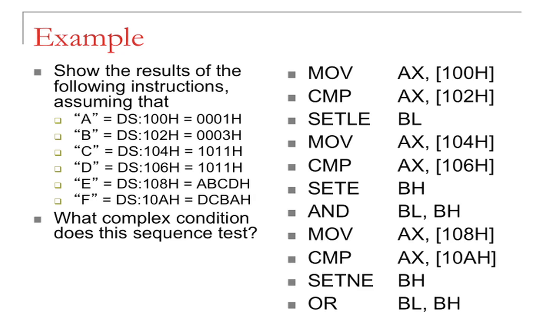And then the seventh instruction, we have AND BL, BH. AND is going to do the bitwise logical AND, and the destination is BL. So we are doing this BL AND with BH.